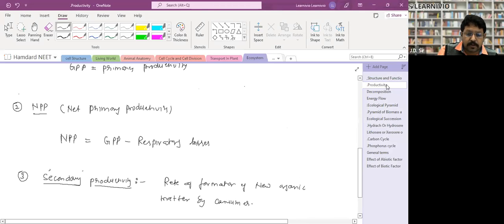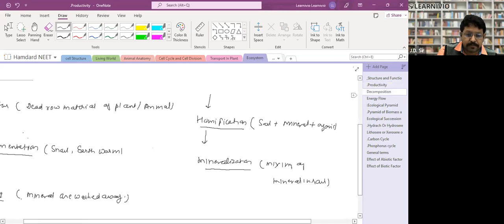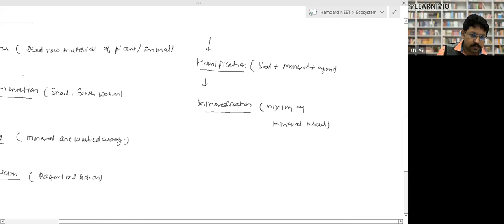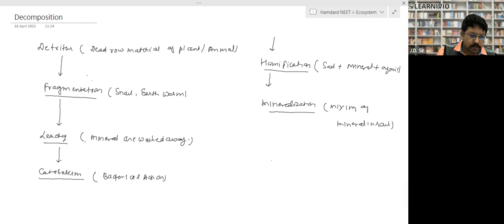So can you tell me what is decomposition? I'll dictate it to you from here, because the sir has already done it. So what is it? Can you tell me? Actually, I have written everything over here, so you can read it out. Can you tell me what detritivores are? Can you give me an example of detritivores?